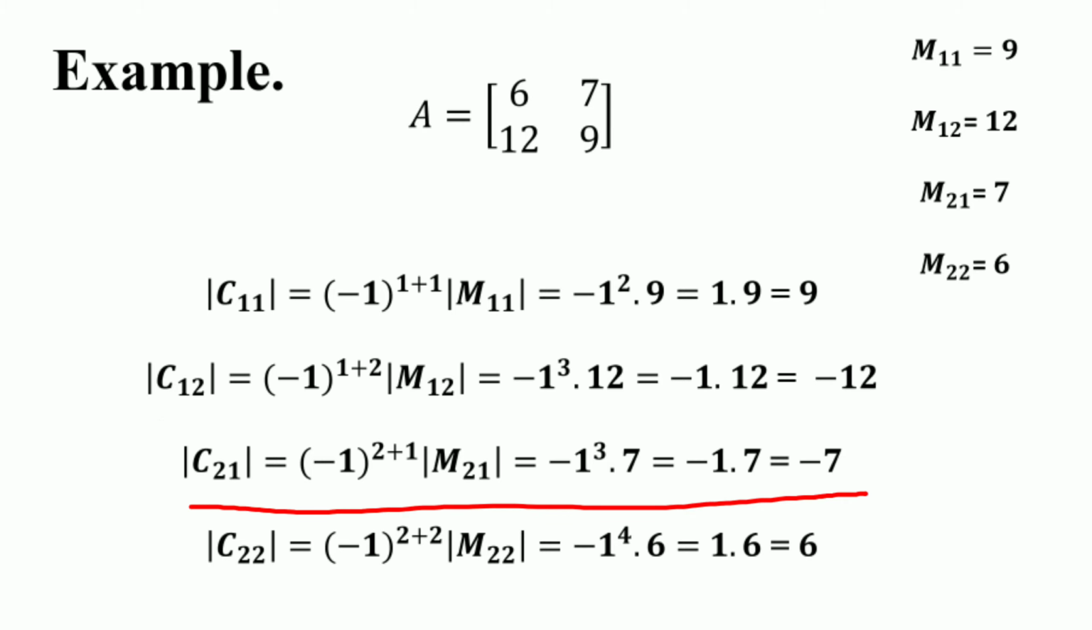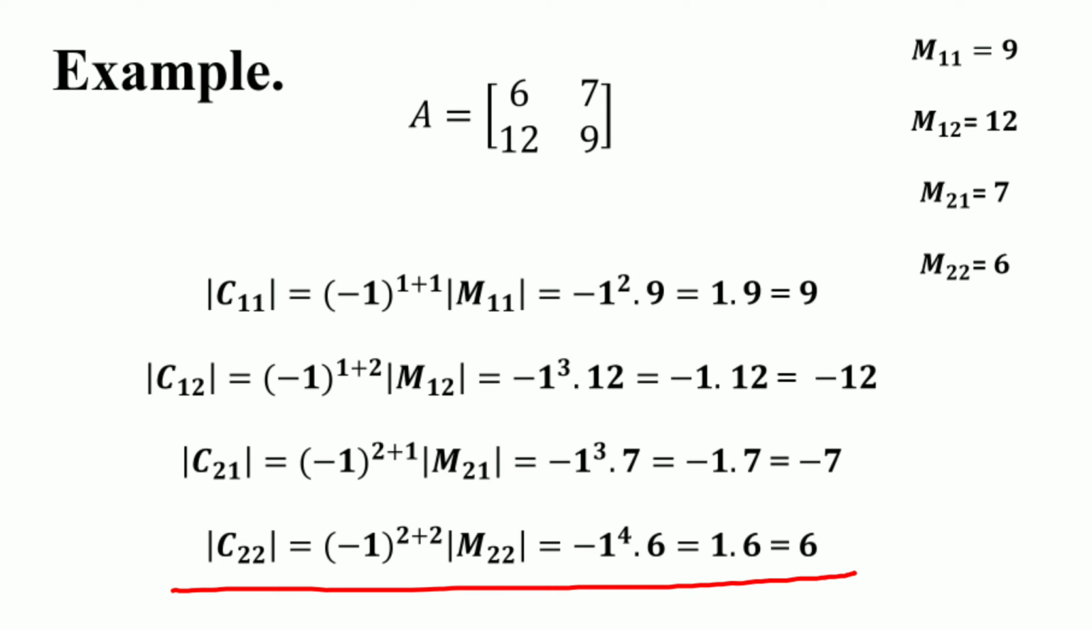And the third cofactor C21, corresponding to A21, is equal to minus 1 raised to the power 2 plus 1 into the third minor M21, which is equal to minus 1 cubed into 7, that is minus 1 into 7 is equal to minus 7. And the fourth cofactor C22 is equal to minus 1 raised to the power 2 plus 2 into the fourth minor M22, which is 6. So minus 1 raised to the power 4 into 6 is equal to 6.